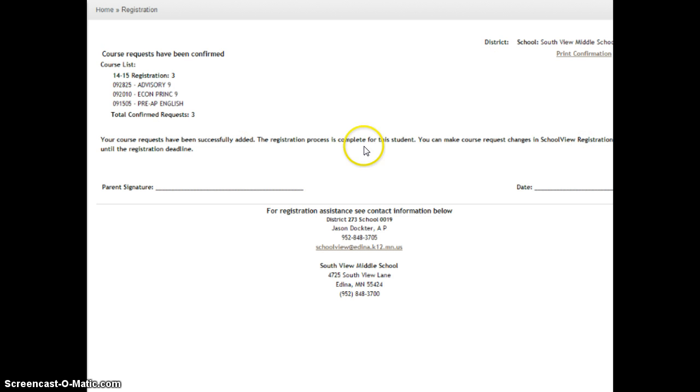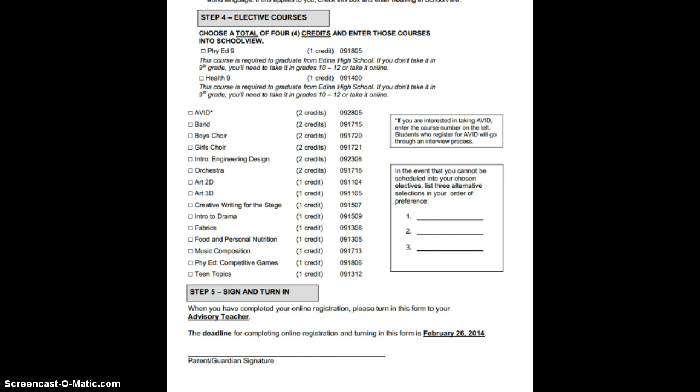And that will take you to this page. Once again, you can check those all out. It gives you an option to print those courses. It also asks for a parent signature, but we're not going to be collecting this form. This is just for your records if you'd like to keep a copy of what you registered for electronically. So that would complete your registration.